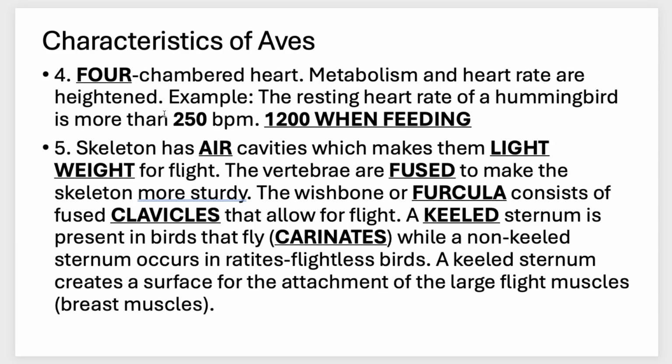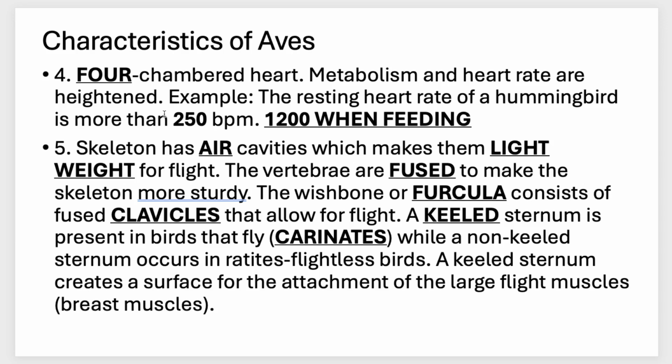Skeleton is really cool. Obviously, they need to be light so they can have better flight, so they don't weigh so much and use so much energy trying to get off the ground. Their bones have air cavities in them, and that's what helps make them lighter. The vertebrae are fused, which makes the skeleton more sturdy since the bones are more hollow and weaker. The wishbone or furcula consists of fused clavicles, and that is what allows for flight.